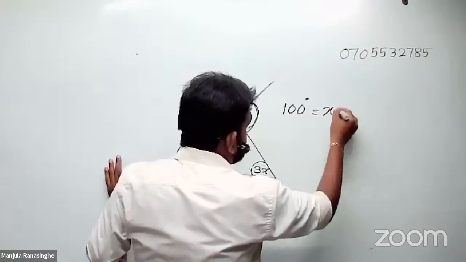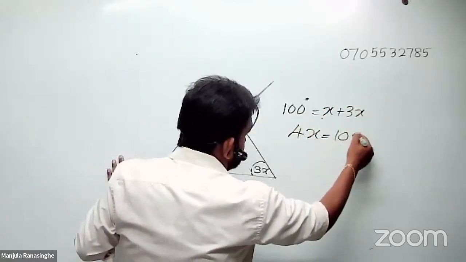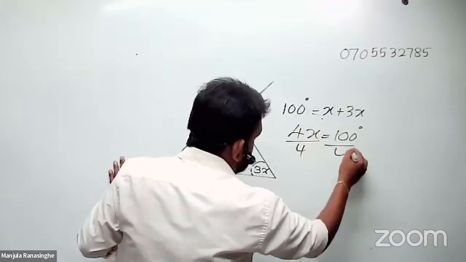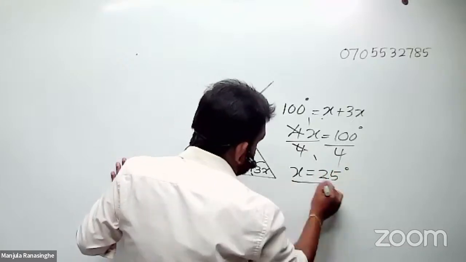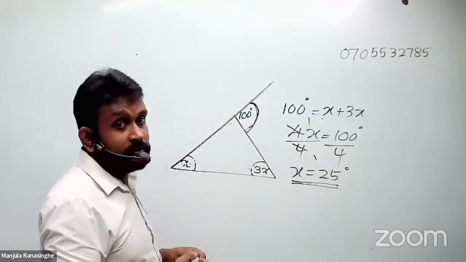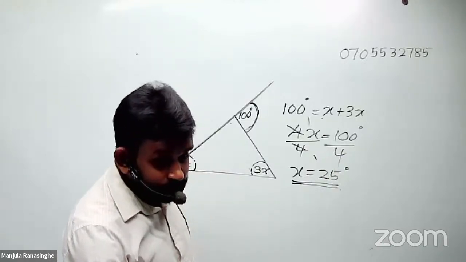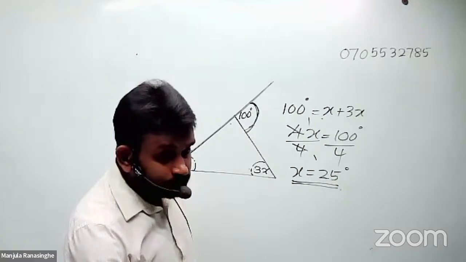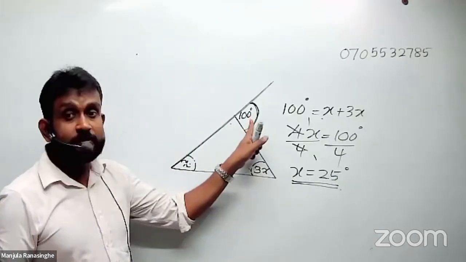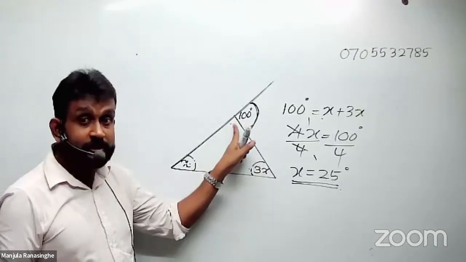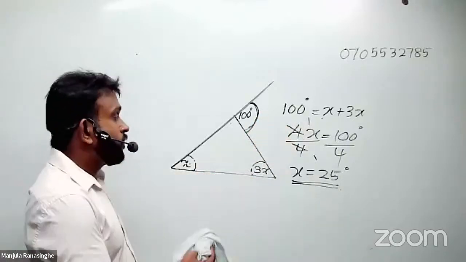So x plus 3x, which means 4x, equals 100, right? Just divide by 4 to subject x, 4 being cancelled out. So x equals 25 degrees. Okay, fine. So what we applied is the exterior angle theorem: 100 equals the interior opposite sum, x plus 3x equals 100.